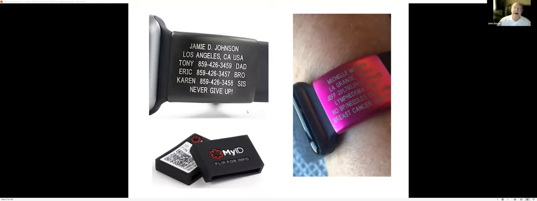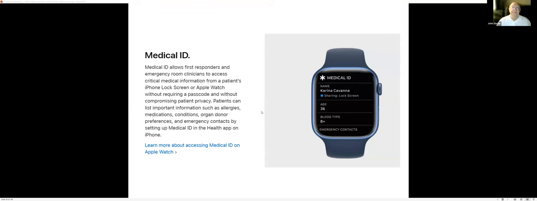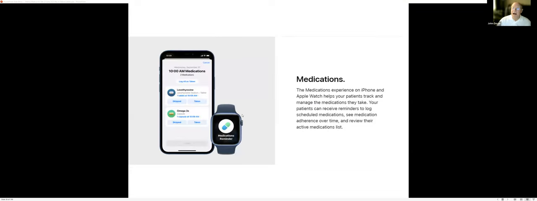Now, many patients have something like this on their watch, who to contact in the case of an emergency, but it turns out that there's a medical ID feature in the Apple Watch, which gives things like age, blood type, and emergency contacts. So all of that can be very useful. Also medications, it can tell you when to take medication. And if you skipped it, you can let it know. So a medication reminder can be very useful.